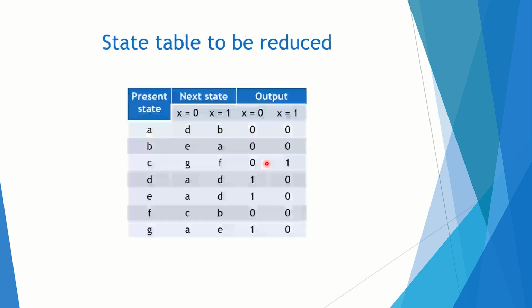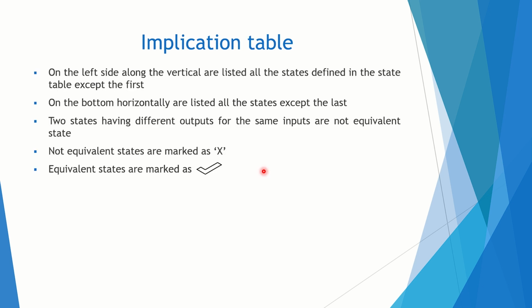So you can see here, this is the state table to be reduced. There are totally 7 states, 1 input and 1 output. With the state table, we'll be finding the equivalent states and reducing the state table with the help of an implication table. What is implication? We have studied it before, so again I will be dealing with the implication table for asynchronous circuits.